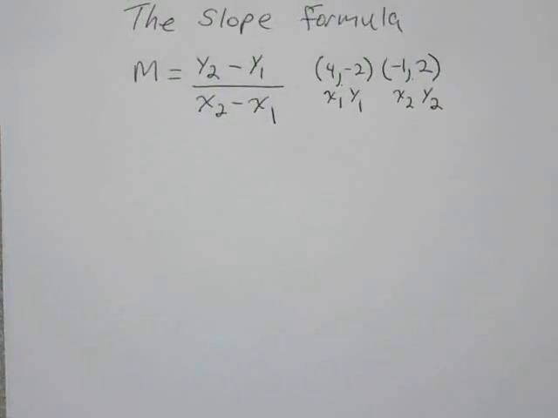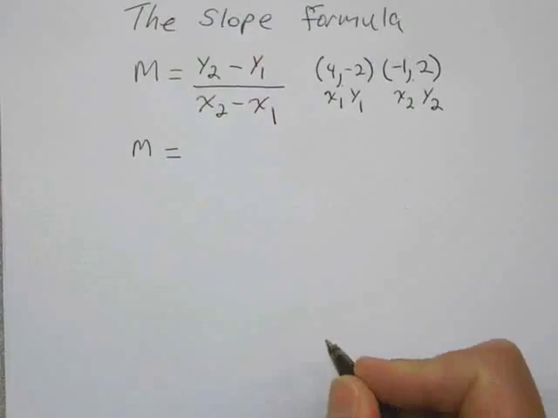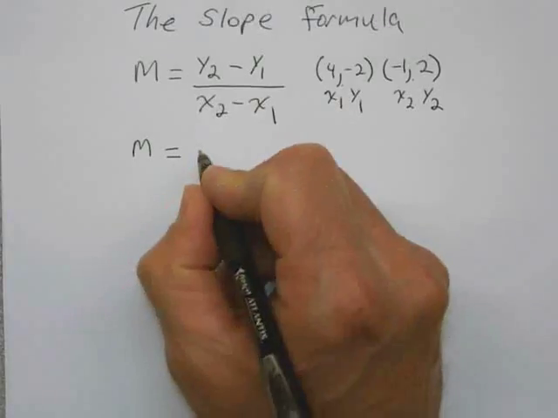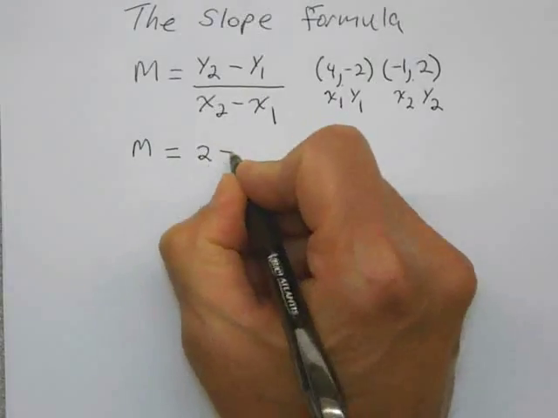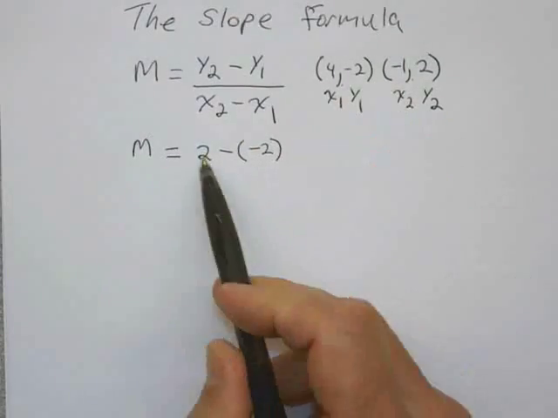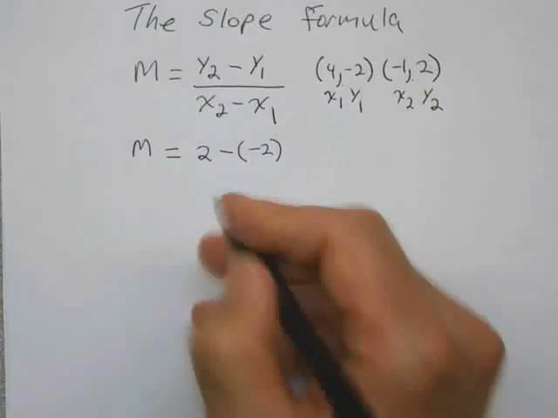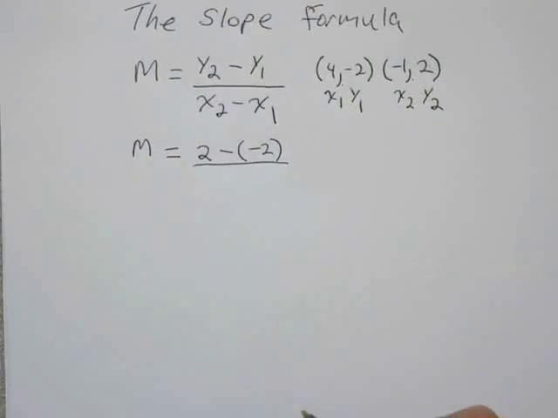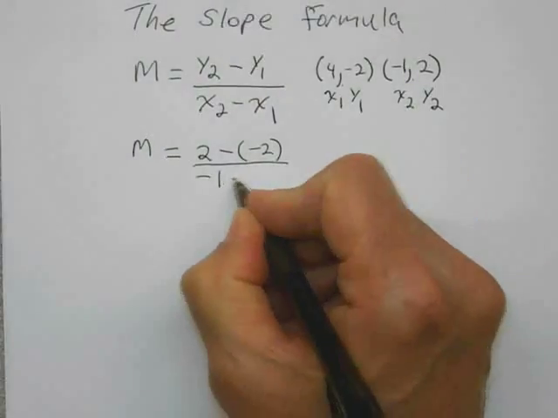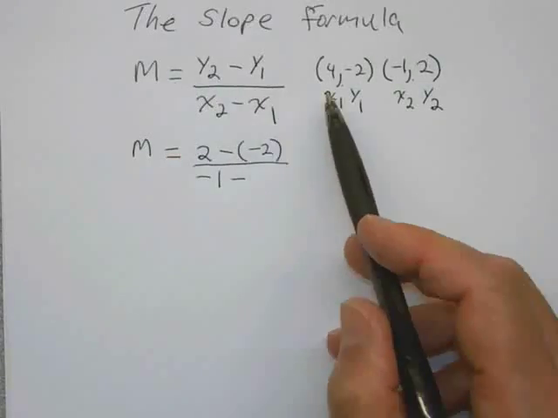So I'm going to substitute these points in now. Let's do that. So m is going to equal the slope of the line. Let's see how I wrote this out. 2, that would be my y2, minus, pardon me, -2. Okay, so where did this 2 come from? This is y2. Where did this -2 come from? That's y1, and that's going to be all over. And once again, x2, -1, and I'm going to subtract from that x1, which is 4.